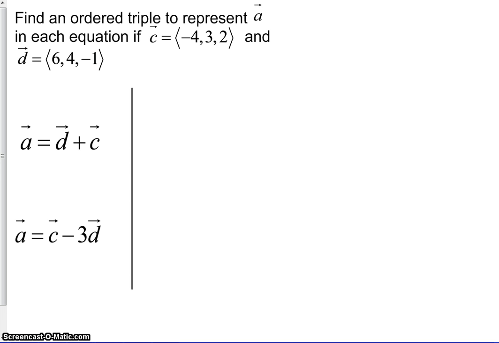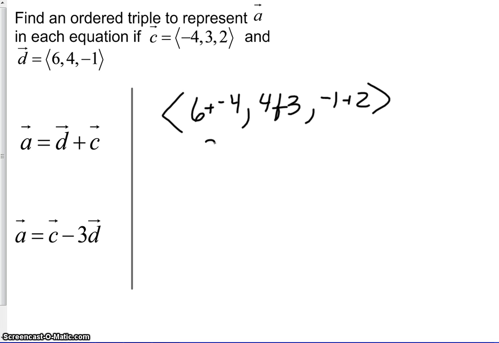Okay. So now, same thing when it's a triple. Don't let the fact that you have a triple throw you off anymore. It's the same process. So D plus C, all we're going to do here is add the X's together, add our Y's together, and add our Z's together. 6 and a negative 4 is 2. 4 and 3 is 7. Negative 1 and 2 is 1. That is our answer vector for the sum of two other vectors. Okay? So in other words, if each of those started at 0, this is going to be the direction of the vector that goes in between them.